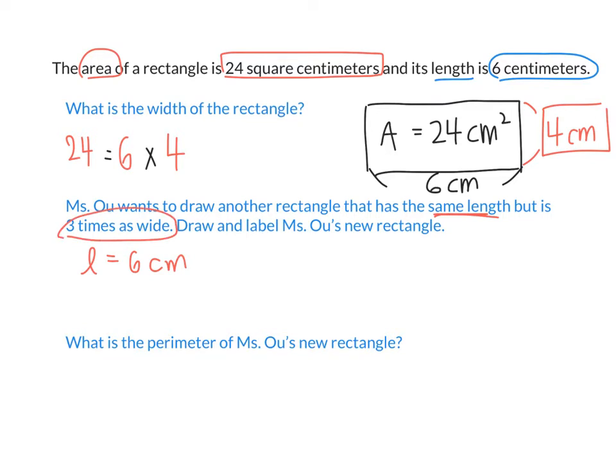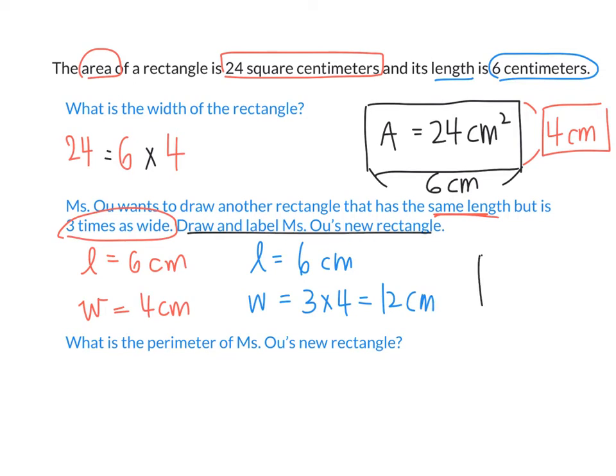Now our old width, remember our old width was 4 centimeters. Okay, so for our new rectangle, we want the length to be the same, still 6 centimeters, but we want the width to now be 3 times our old one, so 3 times 4, which is 12 centimeters. The question is asking us to draw and label the new rectangle. So we'll have a new rectangle. The length is still 6 centimeters, but now the width is 12 centimeters.